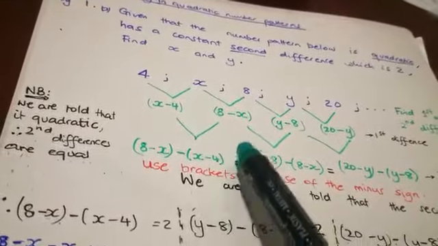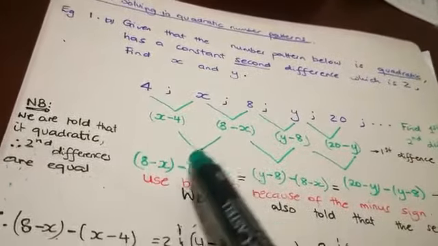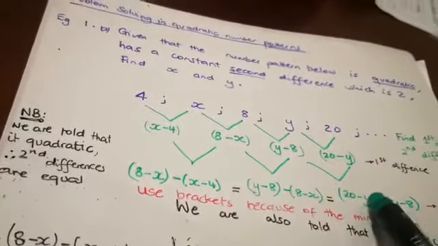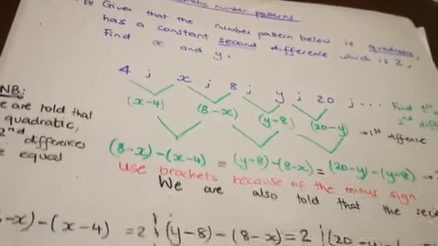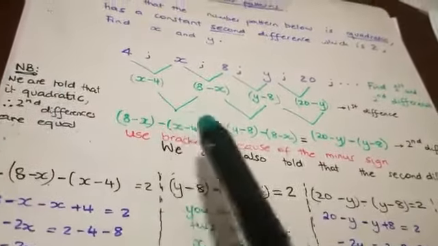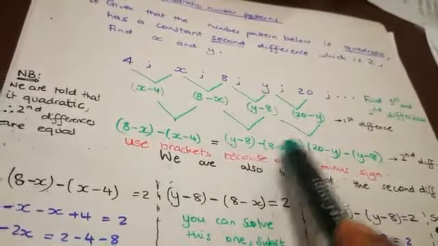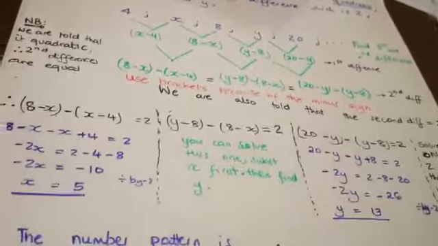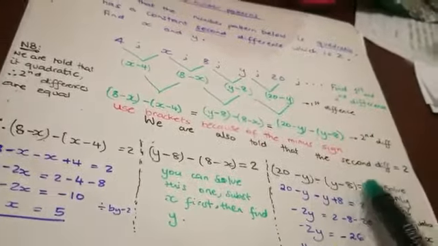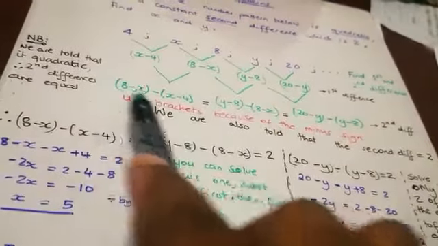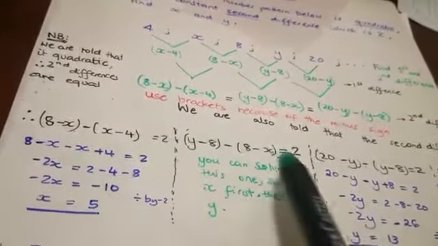So this equal sign will be added whenever we are told that it is quadratic. So we know that this number will be equal to that number, which is equal to that number. Even if we don't know what that number is, we can then solve the equation that comes out of there. So it is very important that you remember that if the number pattern is quadratic, the second difference is equal all the time. All right, so now additional information is that we are told that the second difference is 2. So that means this one is equal to 2, this one is equal to 2, and this one is equal to 2. So that is what I did here.